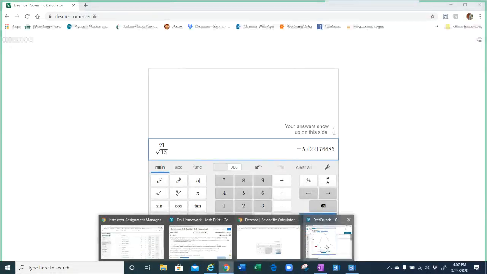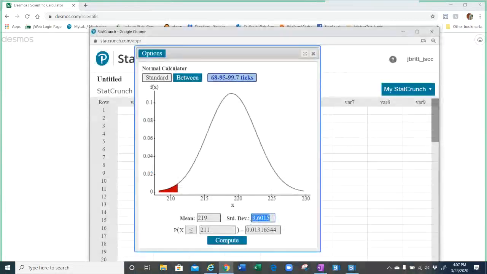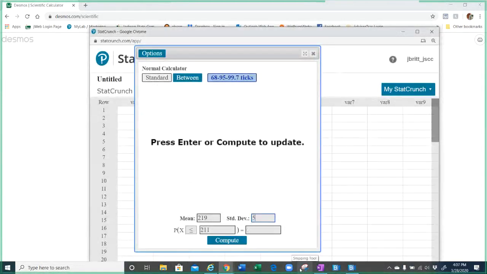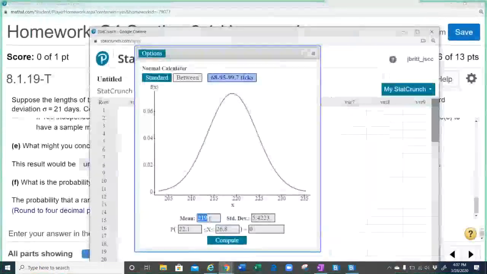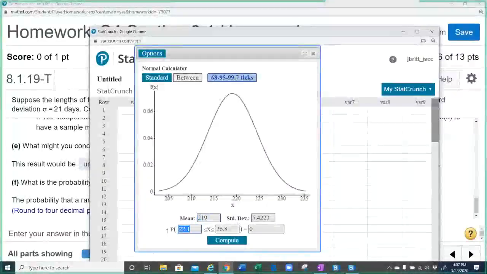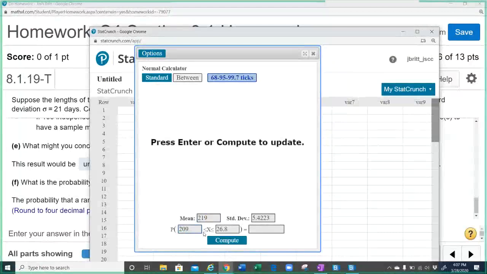So we can go over here and change that. New standard deviation, 5.4223. And then we're going to do between. And remember, it's within 10 days of the true mean. So it's 219 plus or minus 10. So 219 minus 10, 209, and 219 plus 10, 229.